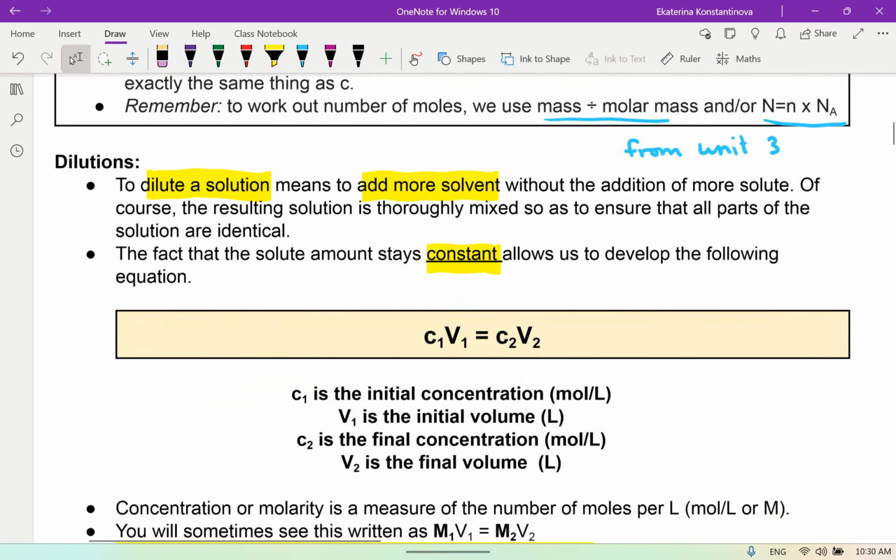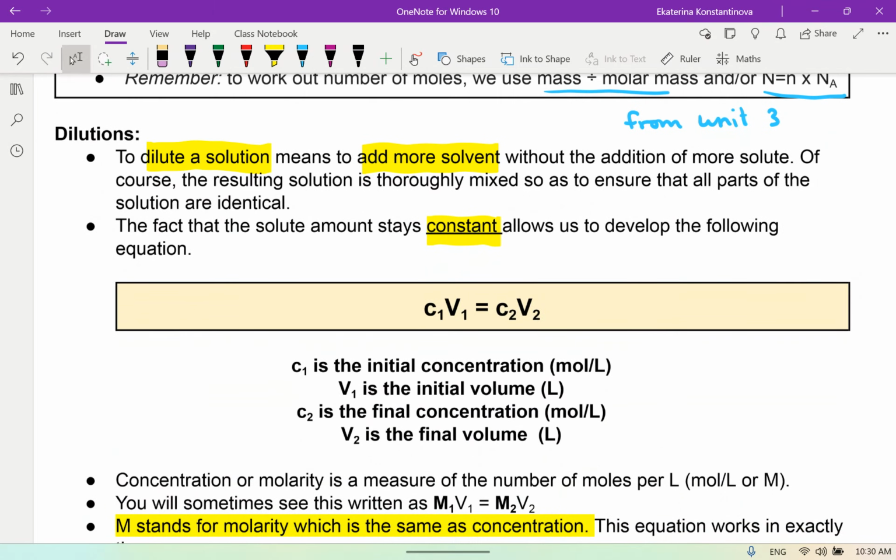Now, sometimes we'll also have some dilutions. So what does it mean to dilute something? To dilute a solution means to add solvent without the addition of more solute. Of course, the resulting solution is thoroughly mixed so as to ensure that all parts of the solution are identical. The fact that the solute amount stays constant allows us to develop the following equation.